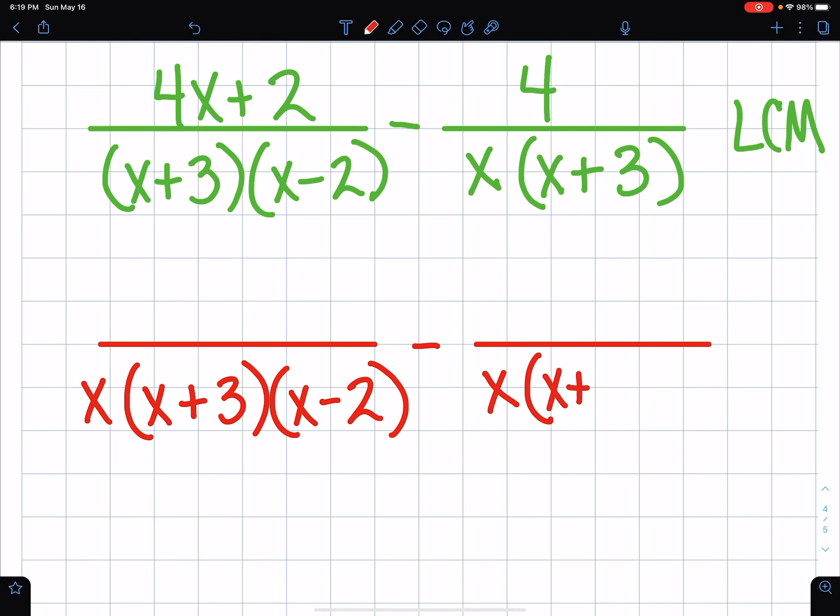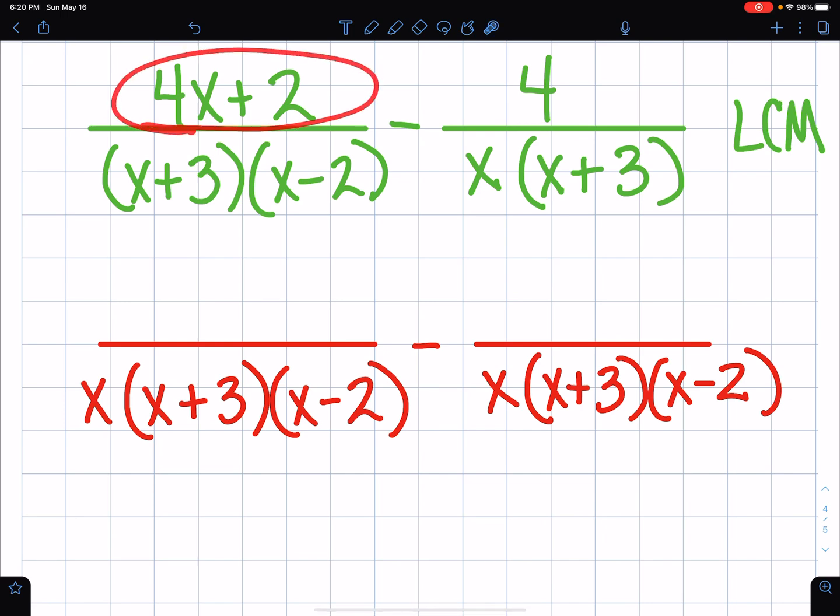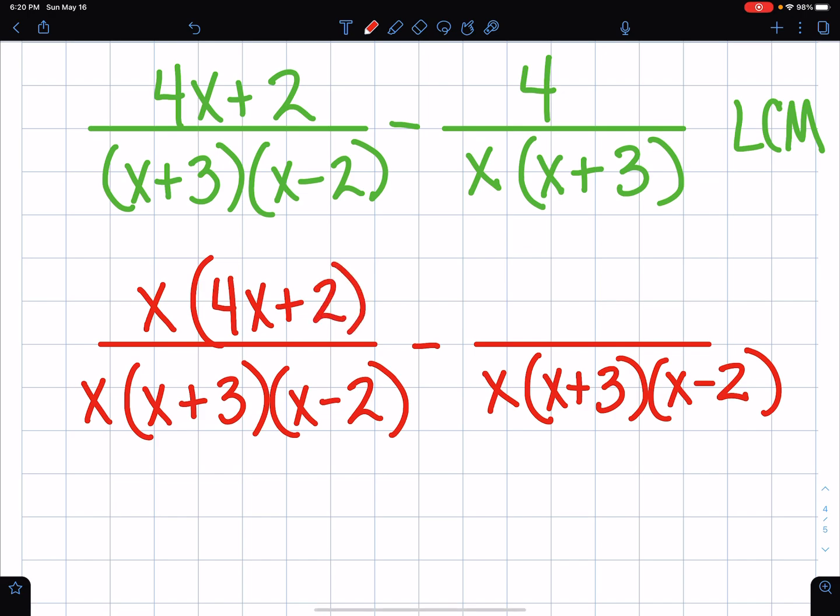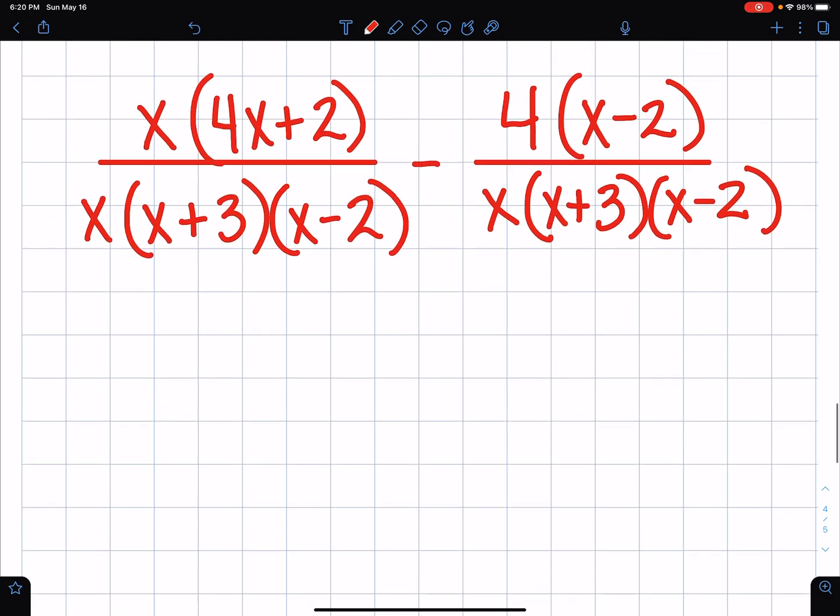All right, so these are going to be the same denominator now. Now we have to figure out how do we change this numerator. All we did was add an x to the bottom, so we have to add an x to the top, right? So it's going to be x times 4x plus 2. Okay, what do we need to do to this numerator to make this denominator? We need an x minus 2 here. So we got to do the same thing to the top, x minus 2. So we got to do 4 times x minus 2. Easy peasy.